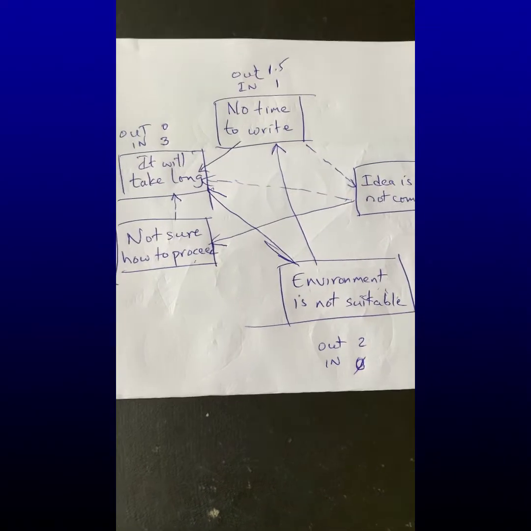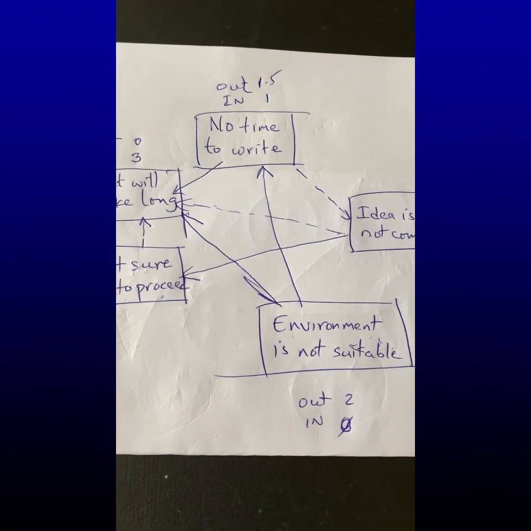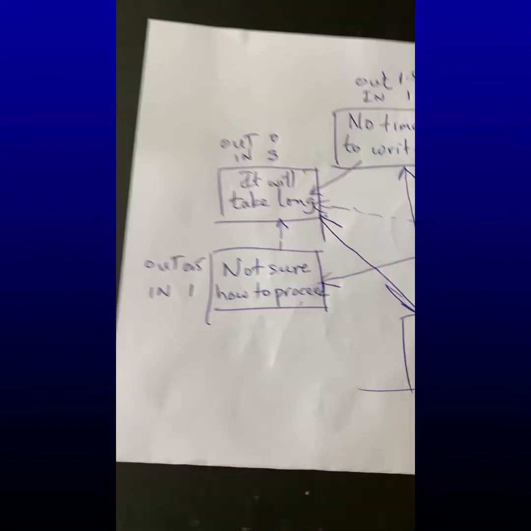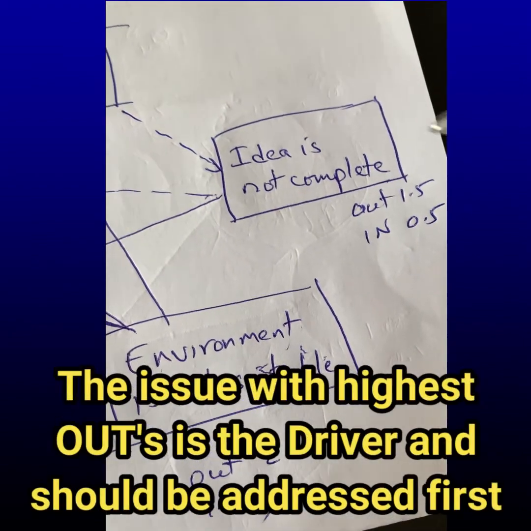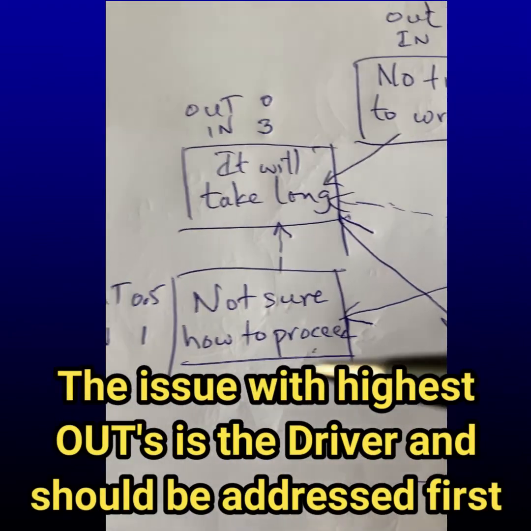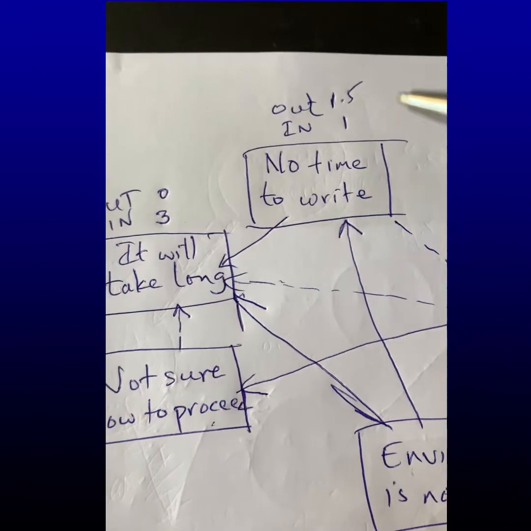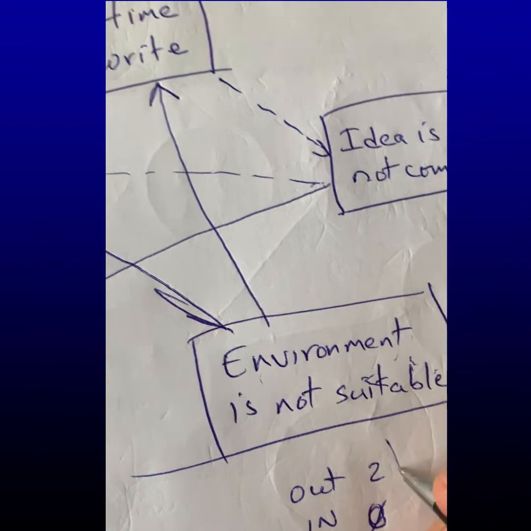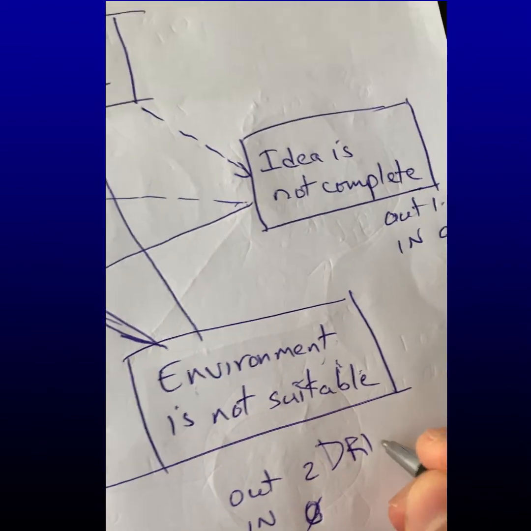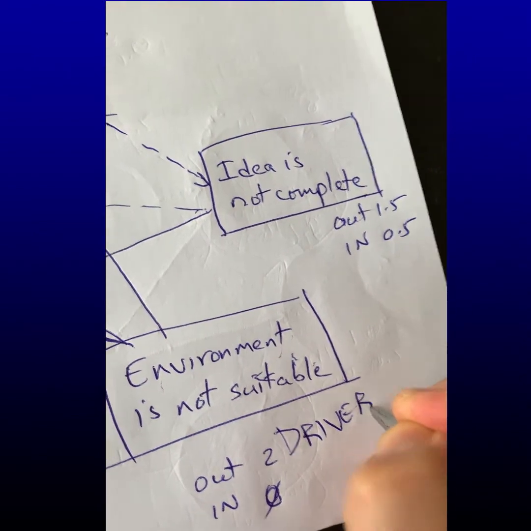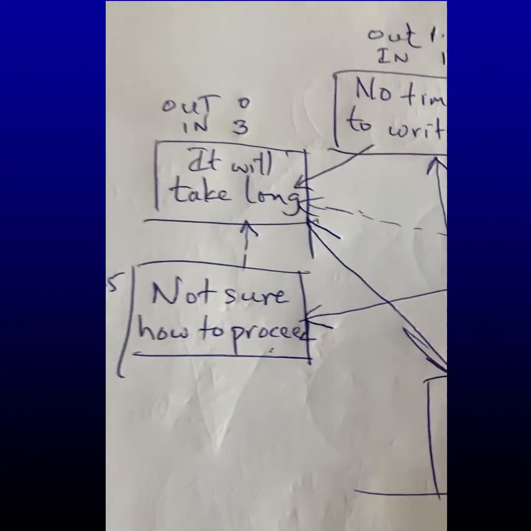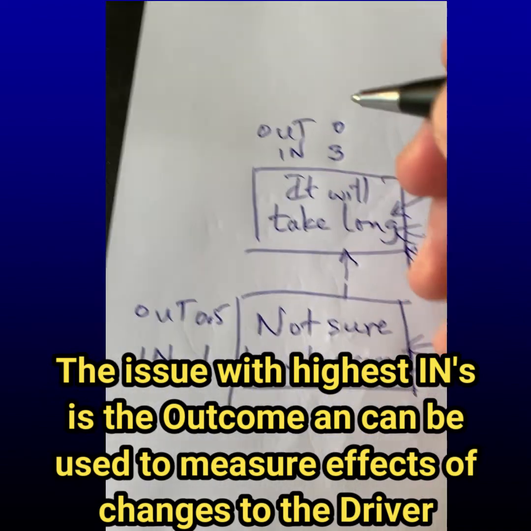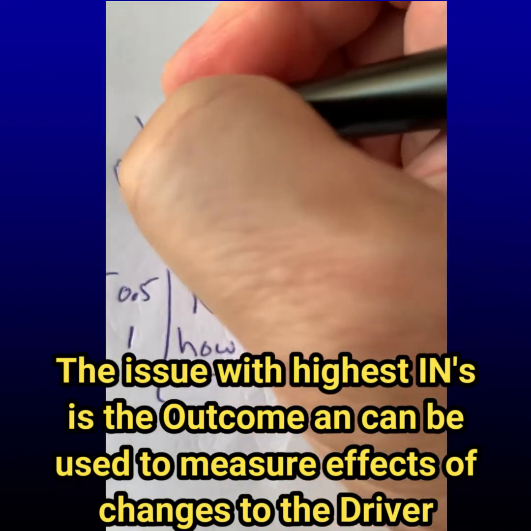Okay, I'm back. So I've done the totals for all of these, and I'm looking at the totals. So the one that has the most outs, this is 1.5, 2, 0.5, 1.5. So 2 is the highest. Environment is not suitable, so I'm going to say that that's the driver. Right? That's the key issue there, root cause. And then the one with the most in, it will take too long. That's the outcome. So we're going to mark this as the outcome.